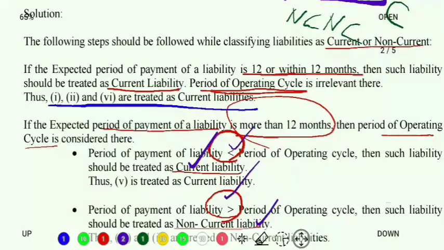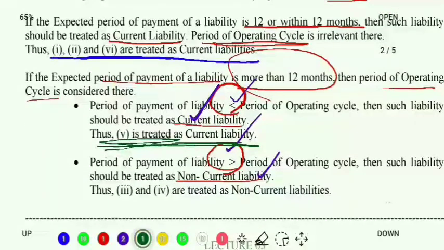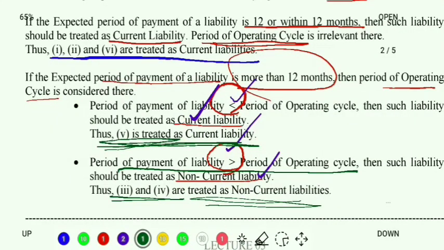So see, this is what we have done. We have treated number 5 as current liability and we have treated liability number 3 and 4 as non-current liability, because there the expected period of payment was more than the period of operating cycle, and for liability number 5 the expected period of payment was less than the period of operating cycle. I hope it would be clear to you how to solve these types of sums.